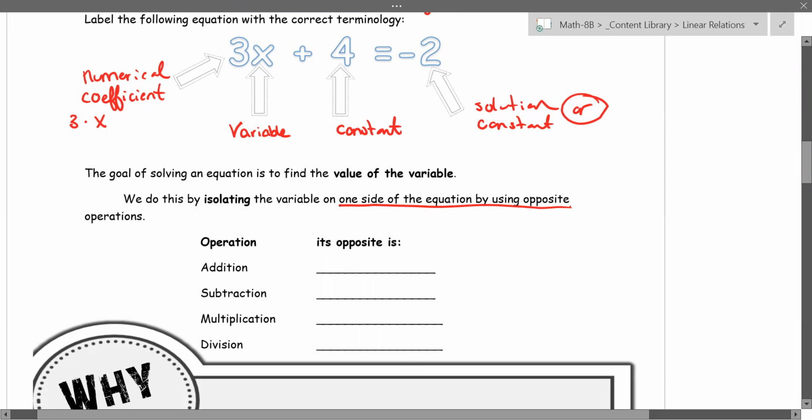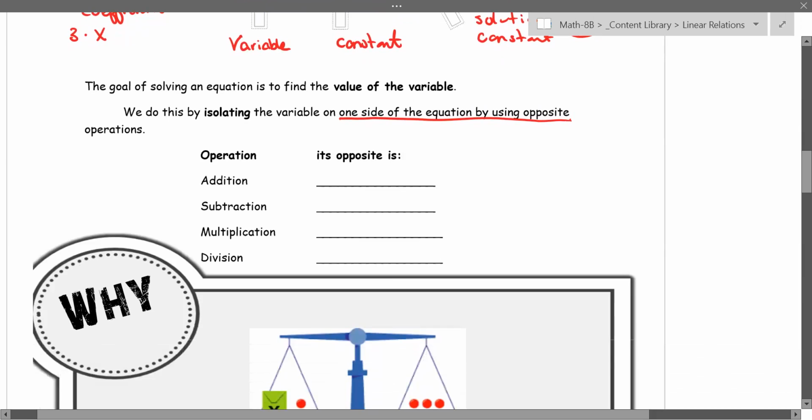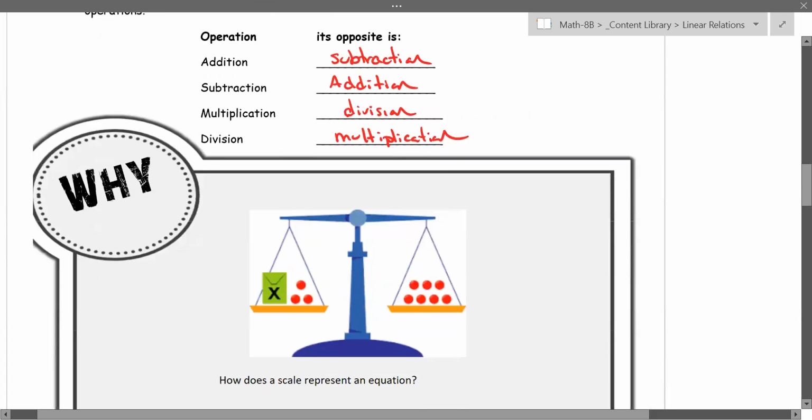So let's review what opposite operations means. The opposite of addition is subtraction. The opposite of subtraction is addition. The opposite of multiplication would be division. The opposite of division is then multiplication. So you're using this opposite operation in order to cancel that operation out to get x by itself.